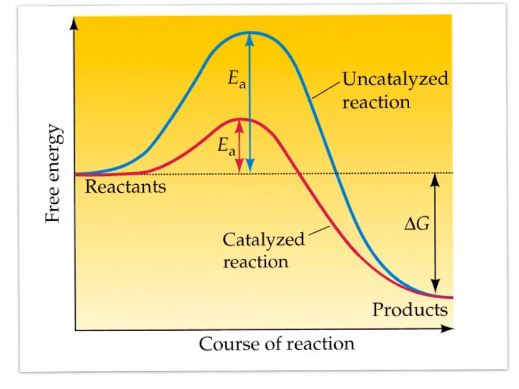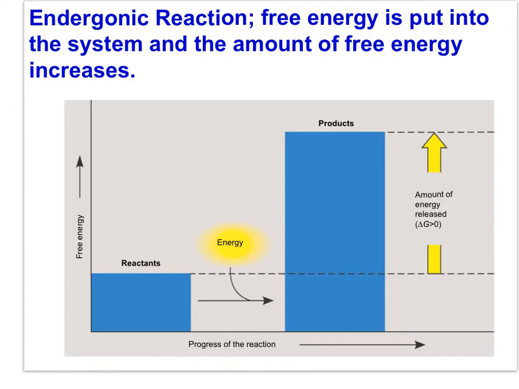As you read graphs like this, be sure to note the difference between activation energy and free energy change of the reaction. This is the free energy available to do cell work. Also notice that enzymes do not alter or influence the free energy change of the reaction. This diagram shows the free energy change for an endergonic reaction. The quantity of free energy in the reactants is less than the free energy in the products.